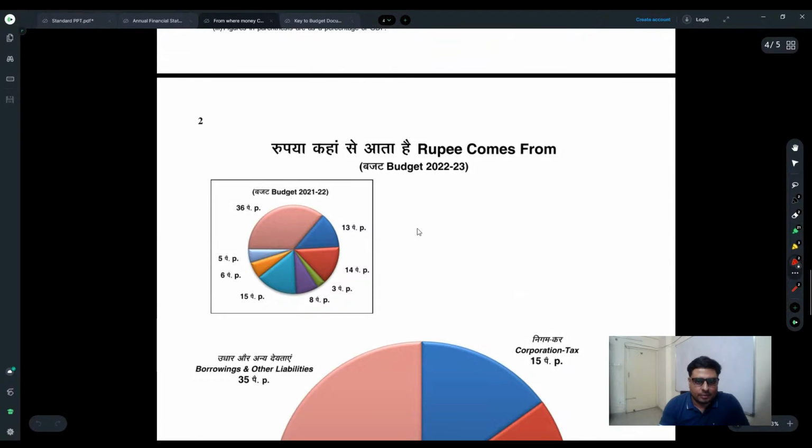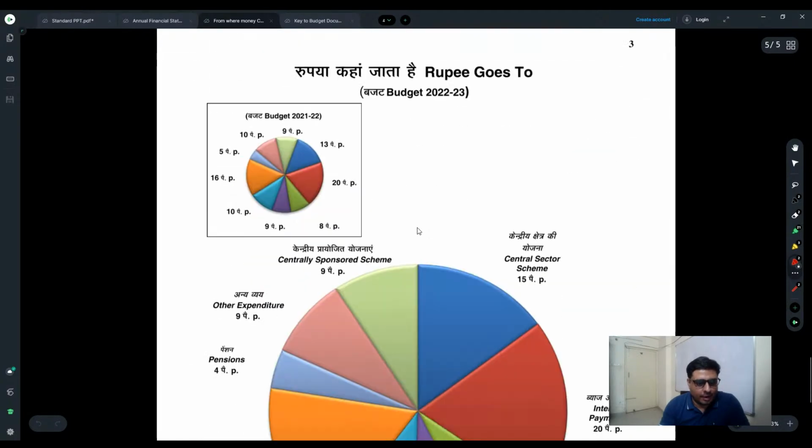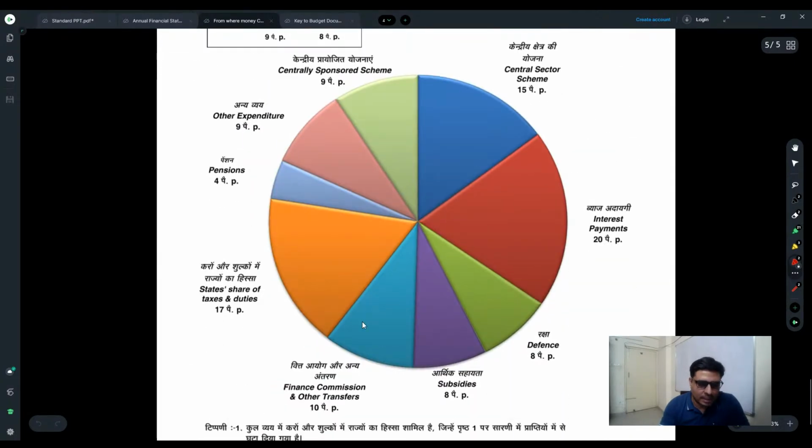Where does the rupee come from? And where is it spent? This is what I am going to discuss first in the next class. From the next class onwards, the discussion will be purely on this year's budget.